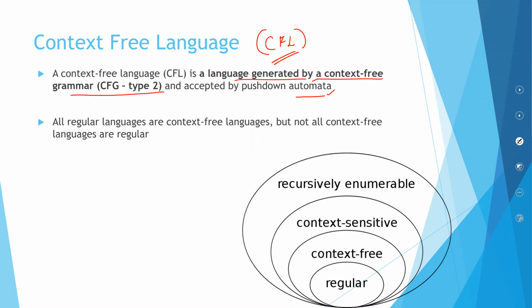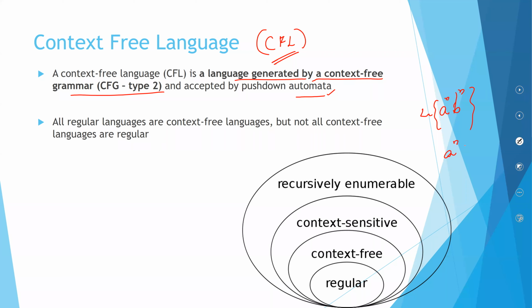Now, if you look into all the previous examples, imagine you have a language which follows something like a raised to n, b raised to n. You very well know that you need memory, which means you should be doing a stack, which means you should be following push-down automata. You can even generate grammar for this. And this particular language where you do all that, you call it to be a context-free language.